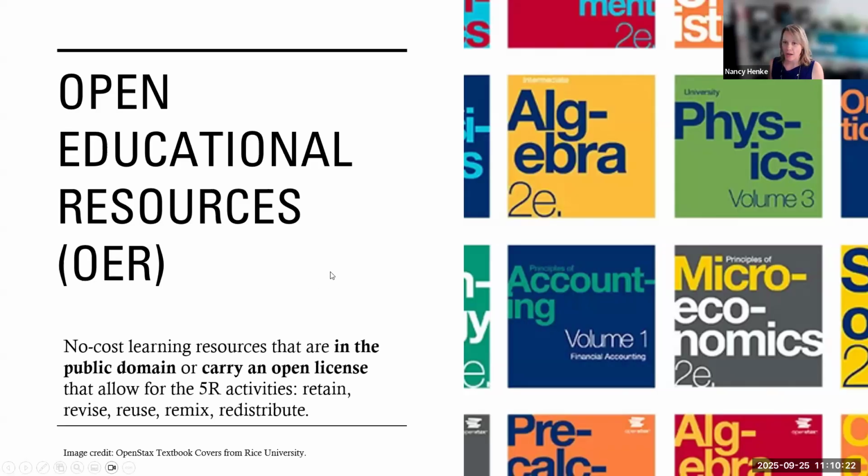So the basics of OER hopefully are known to you, but I'm still going to define them because I think it's important to establish terms. So OER are no-cost learning resources that are in the public domain or carry an open license that allow for the 5R activities: retain, revise, reuse, remix, redistribute. Now, if you are new to OER, that definition needs some unpacking.